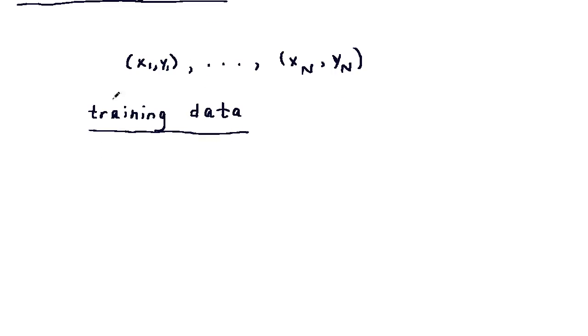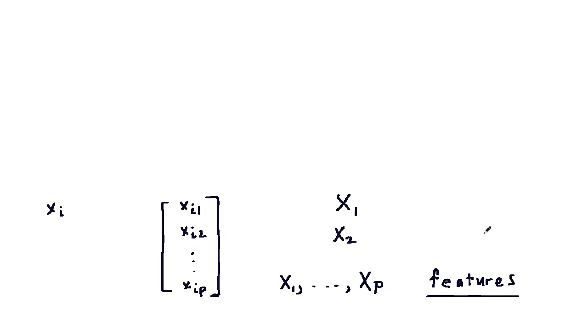Now each xi here is a vector xi1 through xip of measurements, where xi1 is an instance of the first input variable x1, xi2 is an instance of the second input variable x2, etc. Now x1 through xp, those are called features, or predictors.